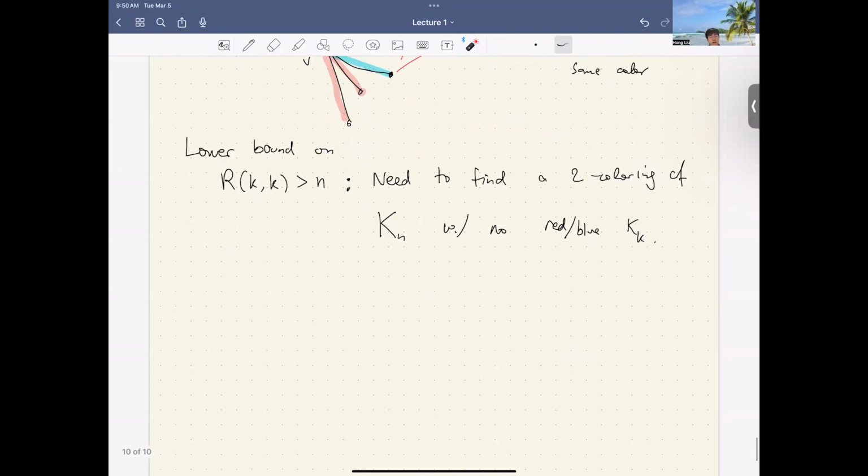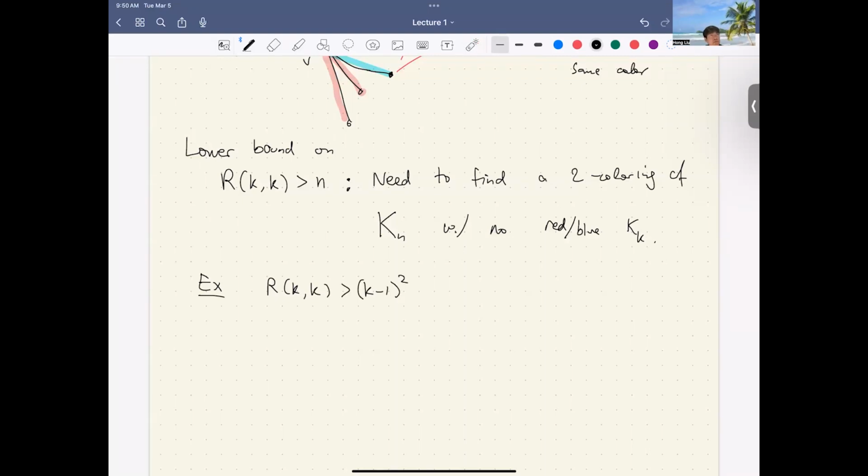So how can we find a coloring with many, many vertices so that there's no blue clique or red clique, meaning there's no K people who are pairwise friends, or K people who are pairwise strangers on WeChat, right? So here's an example. We can at least do quadratic in K squared. We can do R(K,K) is bigger than (K minus 1) squared.